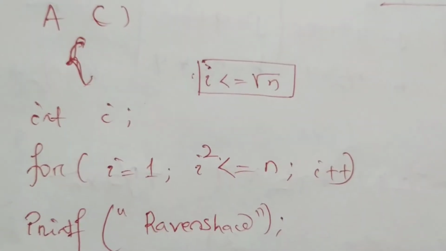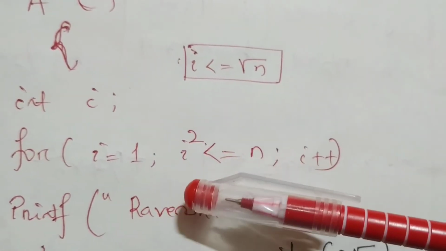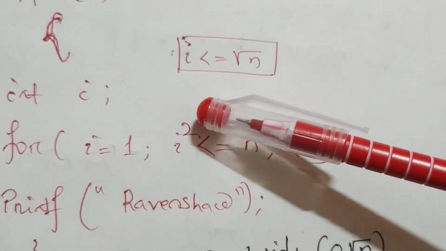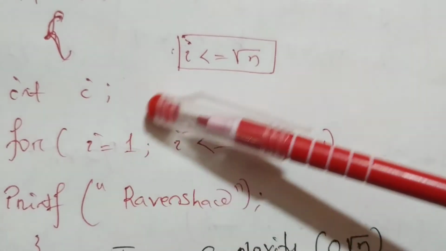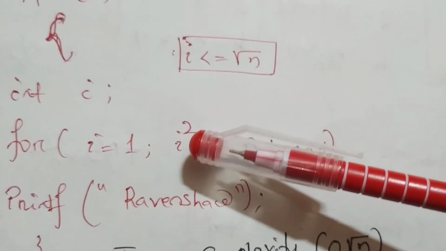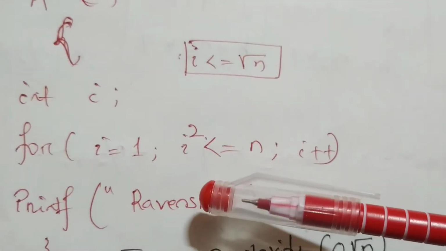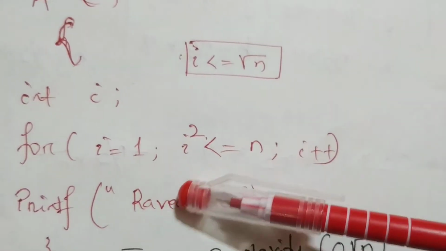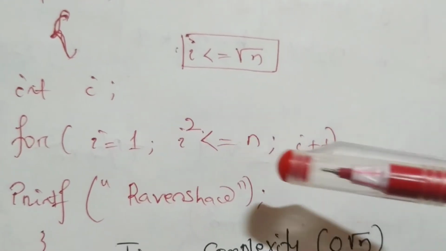See this pseudocode. Here a variable is declared, and we are initializing the variable i = 1, and the condition is i square less than or equal to n. Actually, don't think this is C code, because in C it is not possible to write i square like this. We are just writing it to calculate the time complexity. So while i square is less than or equal to n, we are printing some text, "This is Ravensa University", then we are updating the loop counter.